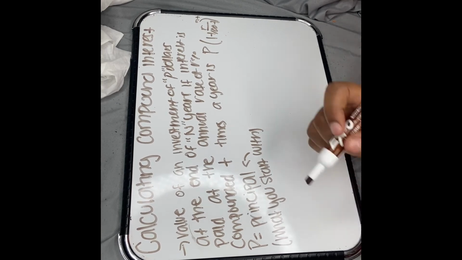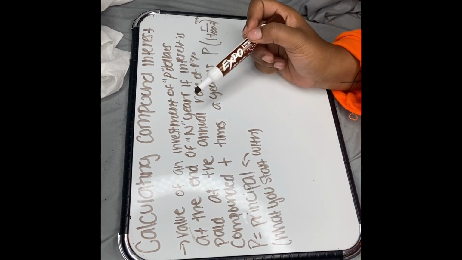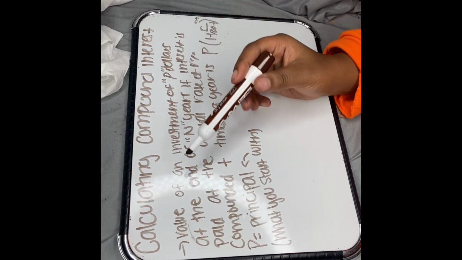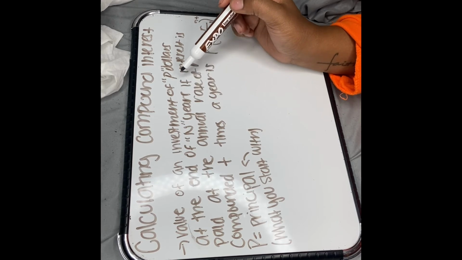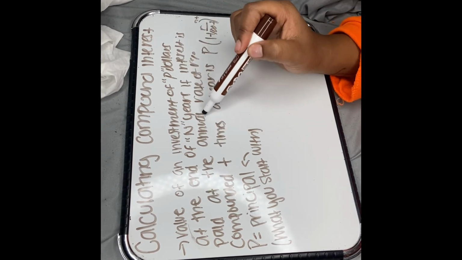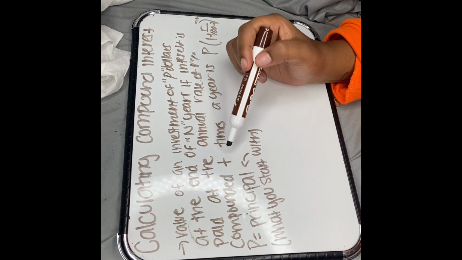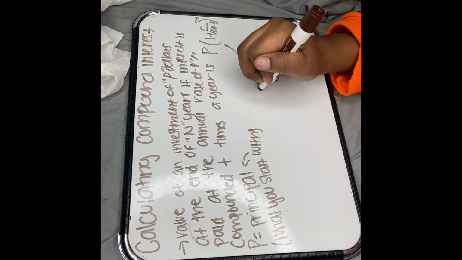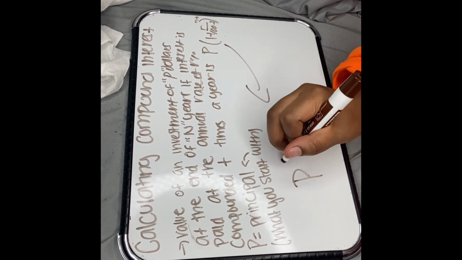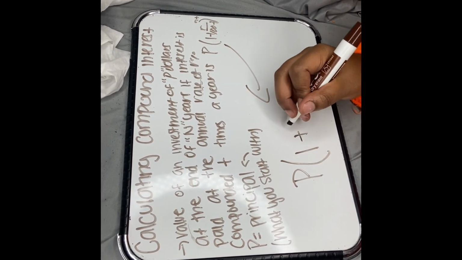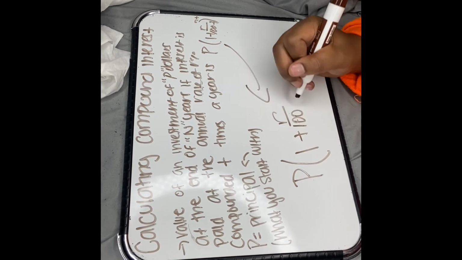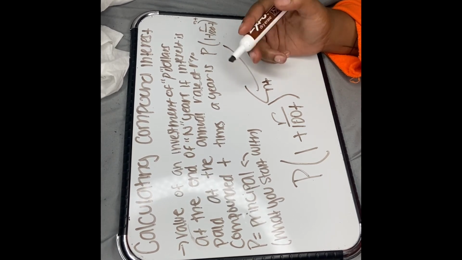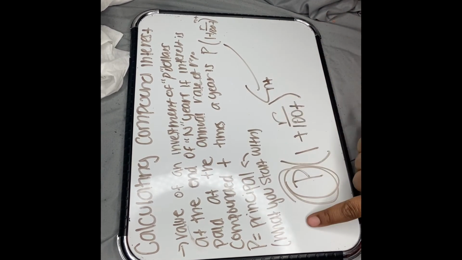Okay, so now we're moving on to calculating compound interest. The value of an investment of P dollars at the end of n years, if interest is paid at the annual rate of R% compounded T times a year, gives us the formula. I'll write it bigger. P times (1 plus R over 100 times T) raised to the n times T. The principal, which is P, is what you start with.